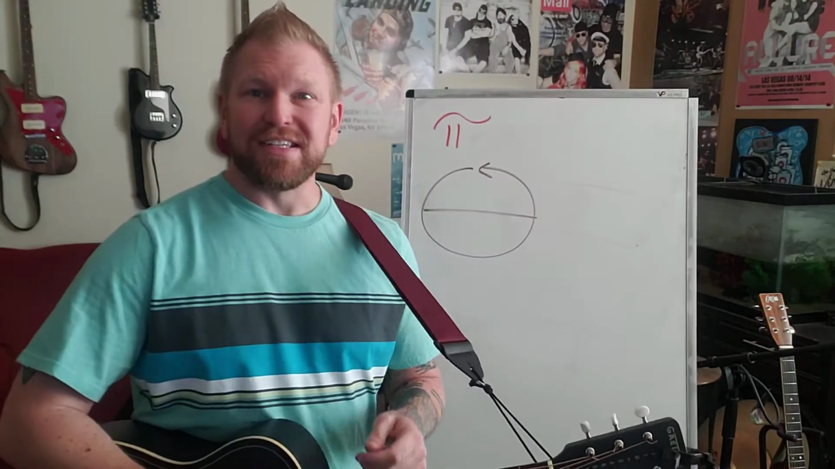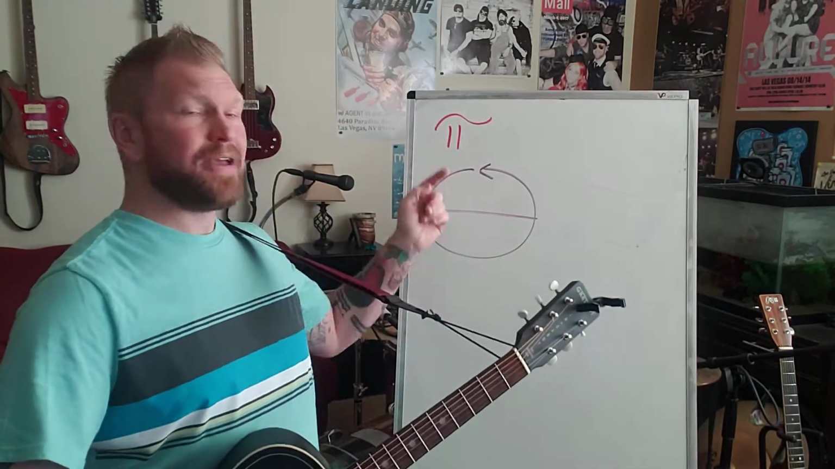All right, we've been discussing integers and rational numbers and then even irrational numbers. The most famous irrational number is pi. So here's the pi song.